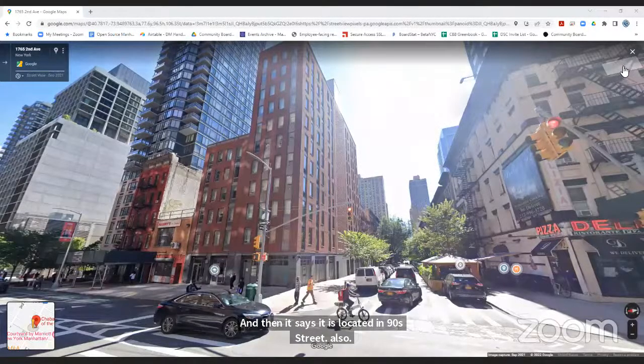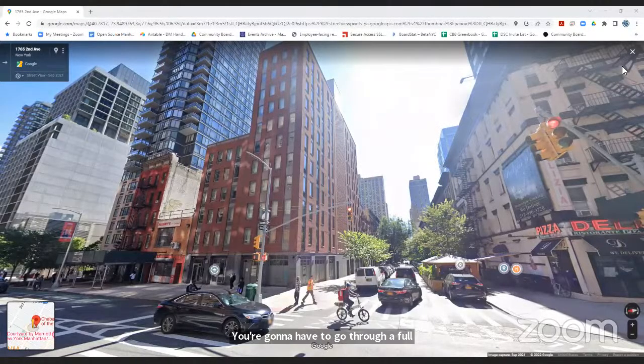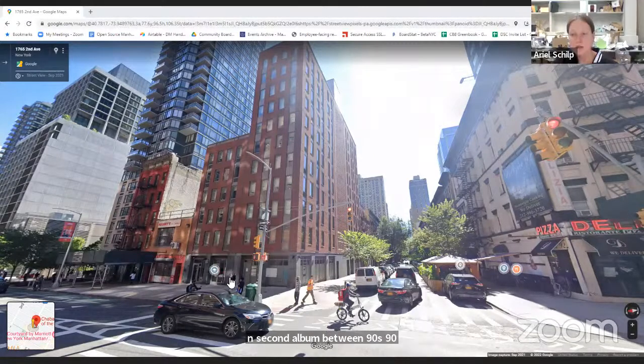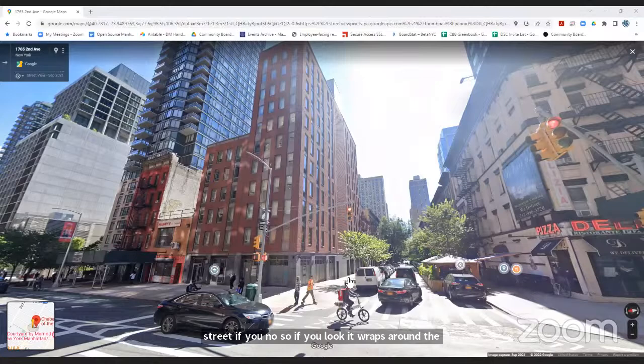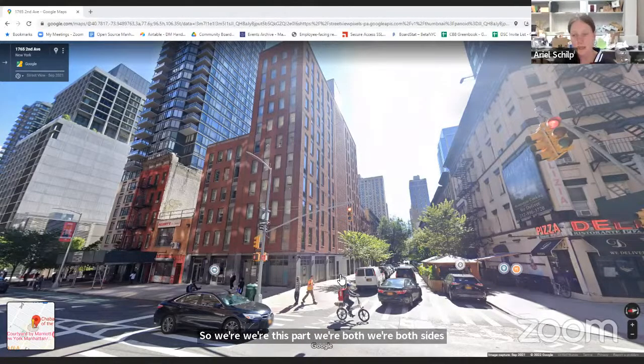Also, you're going to have to go through a full application again because there's a whole change. The address is actually not on Second Avenue between Second and First Avenue. It's on Second Avenue between 92nd and 93rd Street, right? So if you look, it wraps around the whole corner. We're both sides. We're on Second Ave, and then we have another entrance right here on the corner.